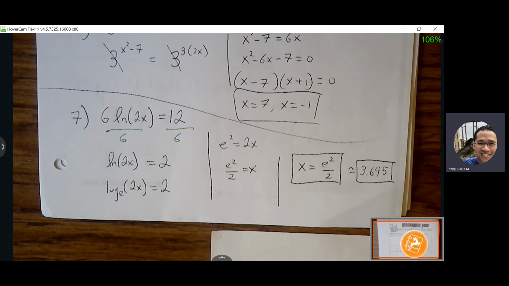Once I can get that log to be a different form, I'm just trying to solve for x, right? So only one step away, divide both sides by 2. Either leave it as e squared over 2, that's the exact value, but a decimal version, make your calculator do that for you, will be 3.695.